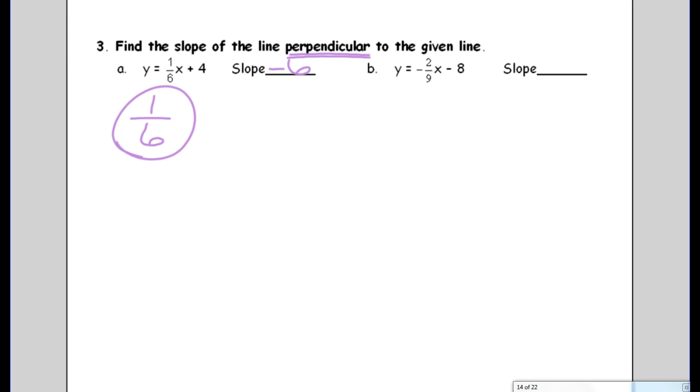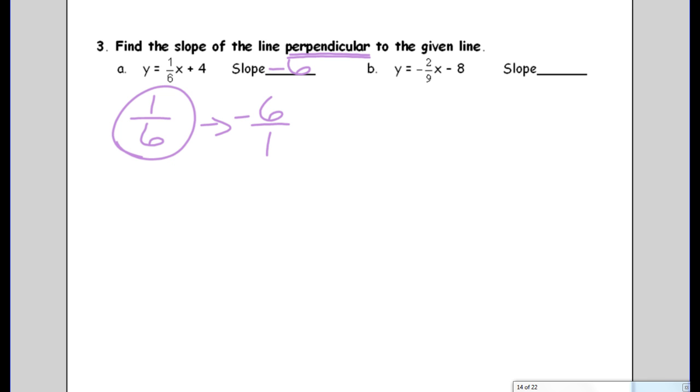Everyone try B by themselves. I'm going to pick a random card. You don't know who I'm going to pick? You don't do anything in your calculator. You flip this and then you switch it. Ready? I'm going to flip it. I get 6 over 1, and I'm going to switch the sign. Positive becomes negative. And I just don't put the over 1 because that's understood.